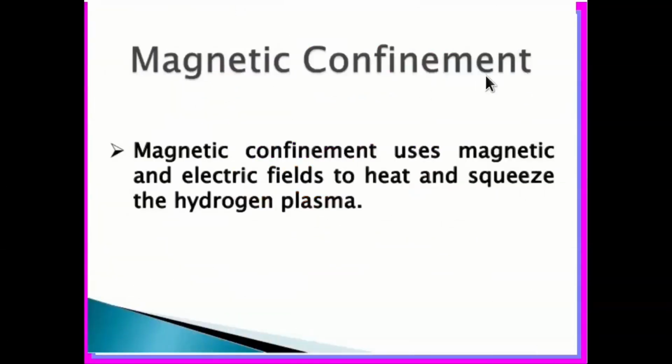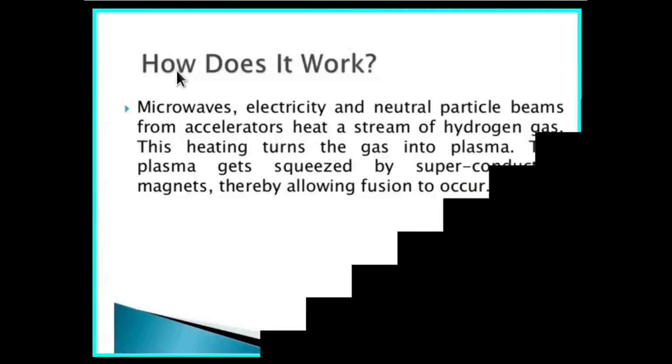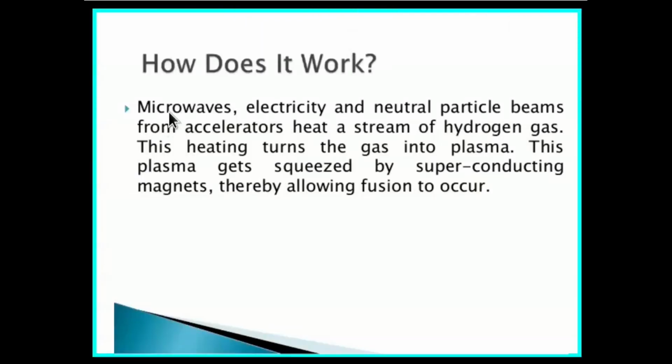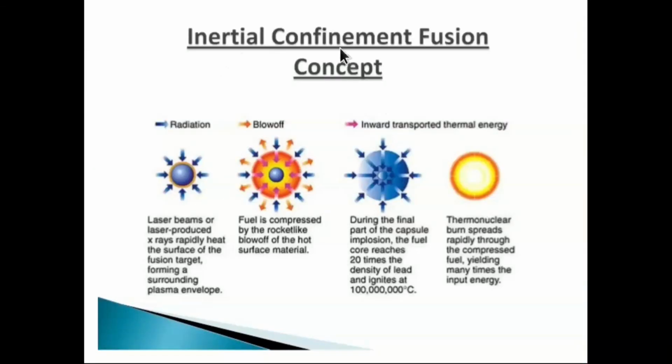What is magnetic confinement? The magnetic confinement uses magnetic and electric fields to heat and squeeze the hydrogen plasma. How does this work? The plasma is produced by microwaves, electricity, or neutral particle beams from accelerators. So this will heat up a stream of hydrogen gas and turn the gas into a plasma. This plasma gets squeezed by superconducting magnets, thereby allowing fusion to occur.